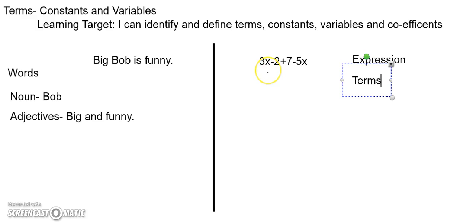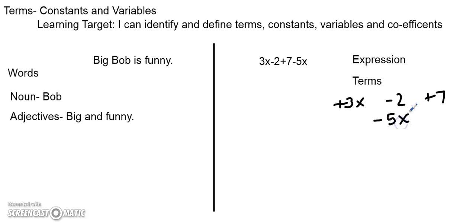So our terms are 3x. Let me go ahead and write this out for us so we can see it. Our terms are 3x, it's a positive 3x. Okay, we have a negative 2. We have a positive 7. And we have a negative 5x. All of those are the terms that make up that expression.